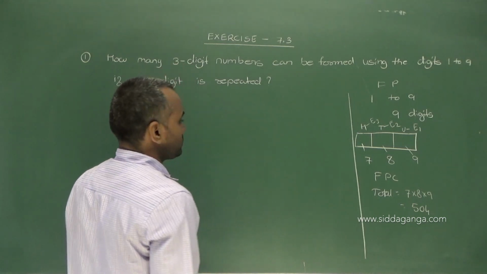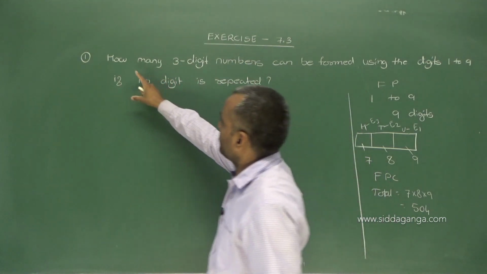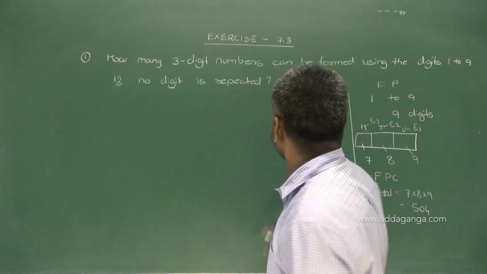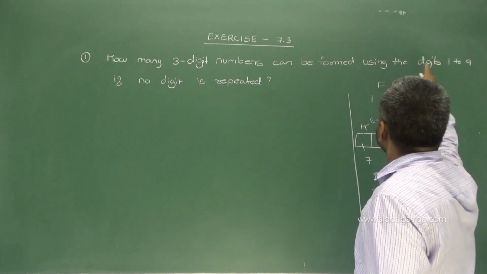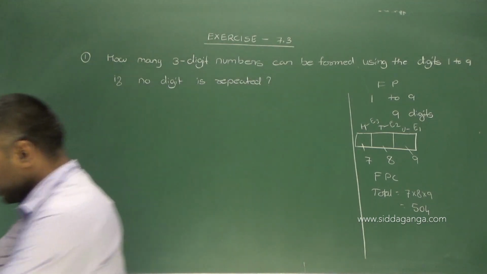Now we will give the result by using permutation. What has he given? How many 3-digit numbers can be formed using the digits 1 to 9?